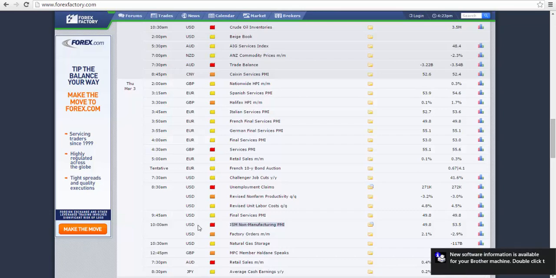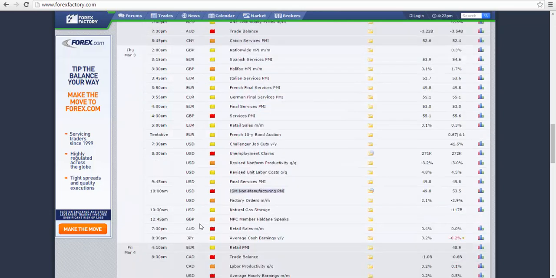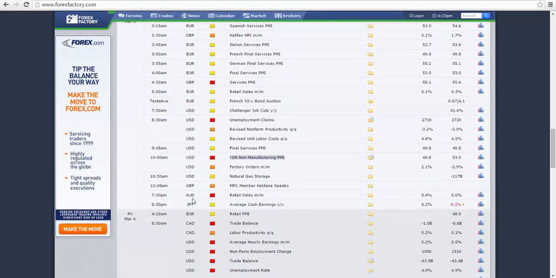Non-manufacturing PMI number is important because the US economy is also heavily based on services. So this non-manufacturing PMI number will have an impact on how the US dollar reacts. And then retail sales for Australian dollar. Like I said, a lot of data for Australian dollar. So if you're trading any Australian dollar crosses, you want to pay attention to this number.